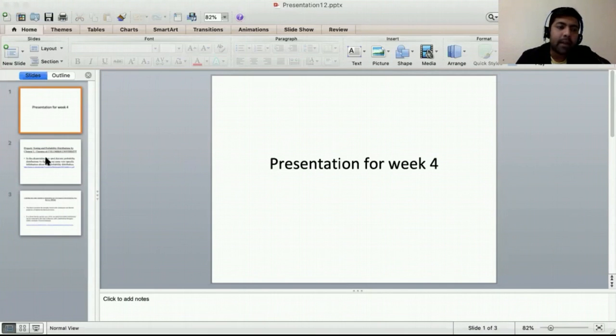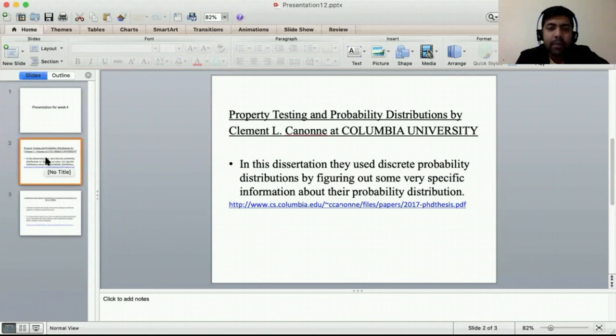I'm going to be sharing the two dissertation topics for week 4. The first one is about property testing and probability distributions by Clement Cannon at Columbia University. In this dissertation, they use the discrete probability distributions by figuring out some very specific information about their probability distributions. It's a very broad report. I put the link of the report.